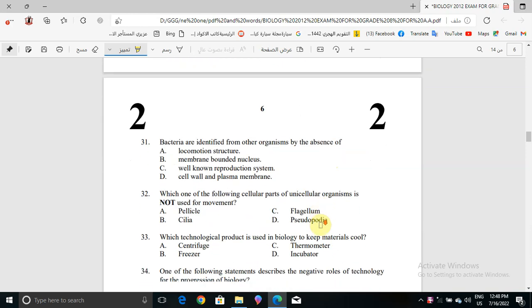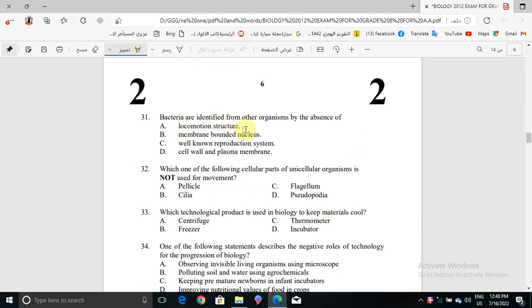Now question number 31. Bacteria are identified from other organisms by the absence of what? Locomotion structure, membrane bounded nucleus, well-known reproduction system, or cell wall and plasma membrane. The correct answer will be membrane bounded nucleus, because bacteria are identified from the other organisms by the absence of membrane bounded nucleus.